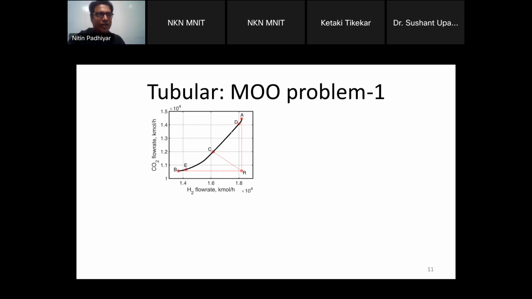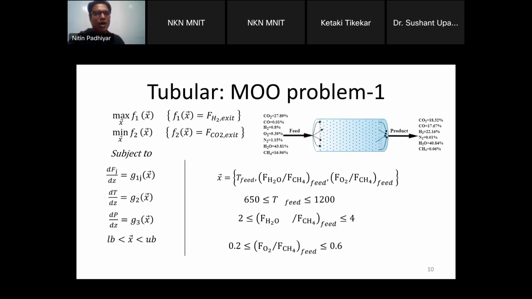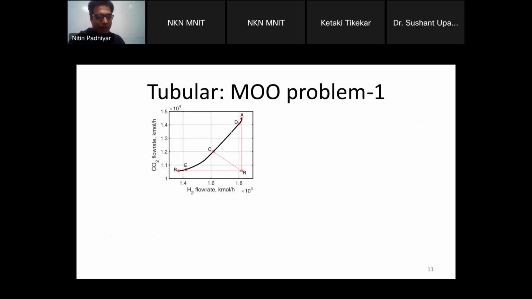So how do we solve it? I'm not going into detail about how we solve it because there are many solvers which can solve this problem. I'll just mention some of them, like non-dominated sorting genetic algorithm, NSGA-II, multi-objective differential evolution, and another, the weighted sum approach. This multi-objective problem, maximizing hydrogen production and minimizing carbon dioxide emission subject to these constraints, can be solved numerically by NSGA-II, one of the many solvers.